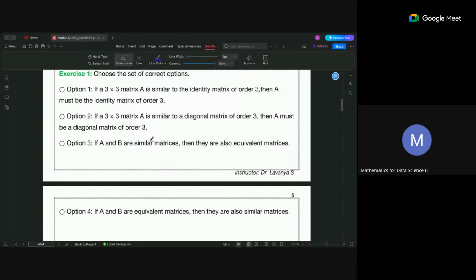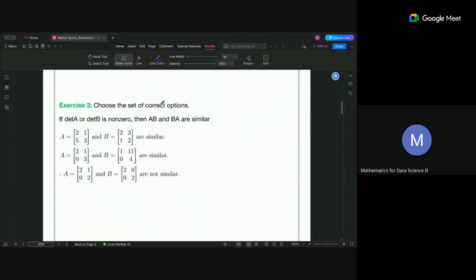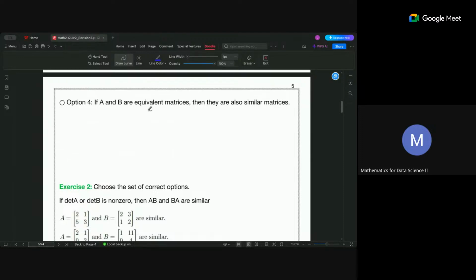Okay, so look at this question now. We have to choose the set of correct options. If A is a 3 by 3 matrix similar to the identity matrix of order 3, then A must be the identity matrix of order 3.